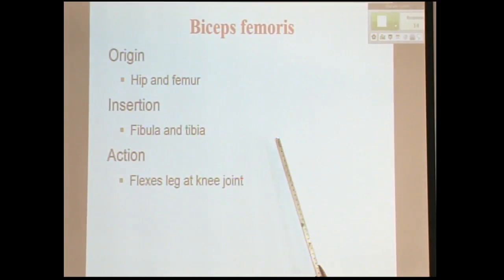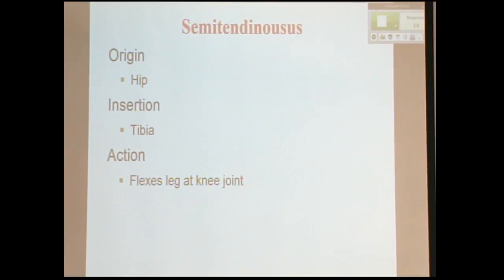Then you have your biceps femoris, attached to the hip, insertion on the fibula and tibia, and it flexes your leg. So when your leg was out straight and you flexed your lower leg, that's your biceps femoris activating there. And we have a few others. The semitendinosus starts at the hip, inserts in the tibia. It also flexes your leg. So nearly the same as the biceps femoris, and also the semimembranosus. It has the exact same as the semitendinosus. So hip, tibia, flexes the leg at the knee joint as well. So lots of muscles in the leg there.